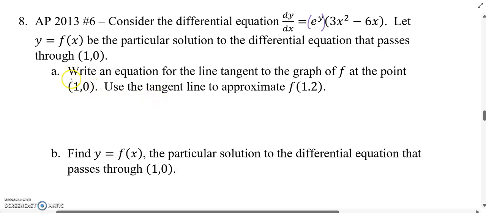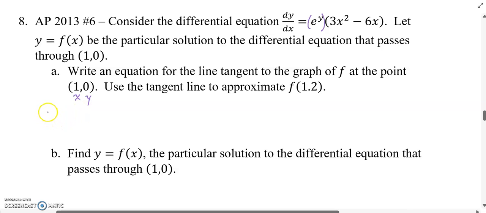So part A asks you to write an equation for the line tangent to the graph of f. Again, that's the particular solution that passes through (1, 0), at that point (1, 0). Okay, we know how to write equations of tangent lines. We need 2 things. We need a point and we need a slope. Hey, we've got a point. The point (x, y) is (1, 0).